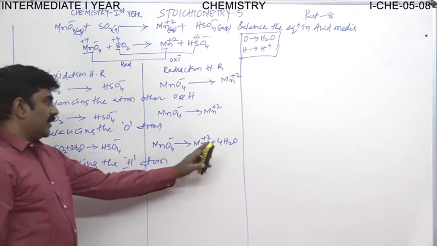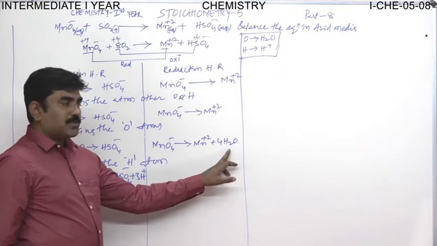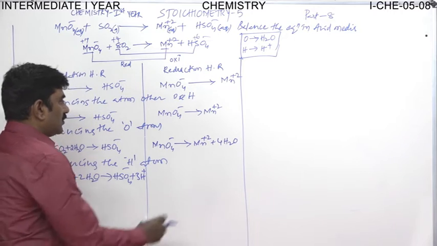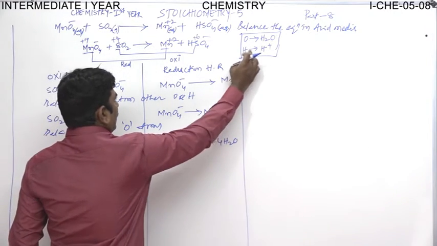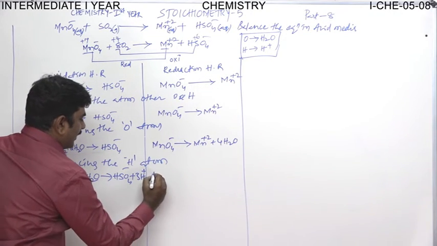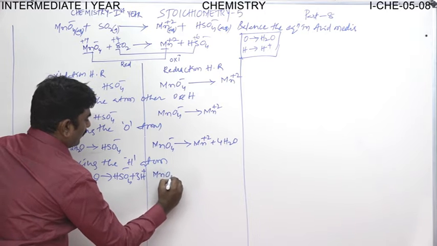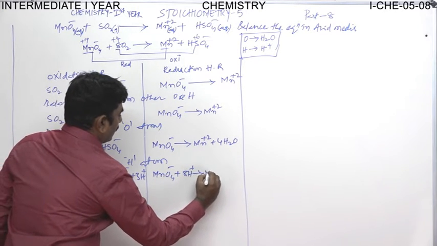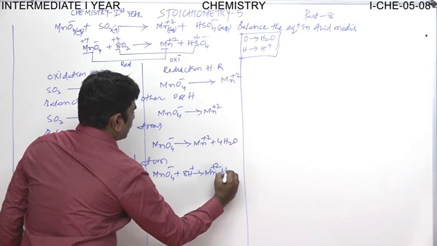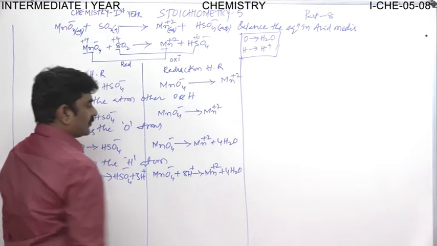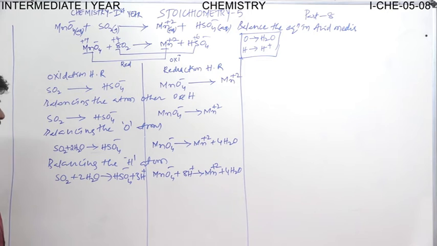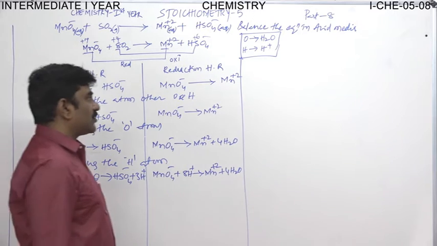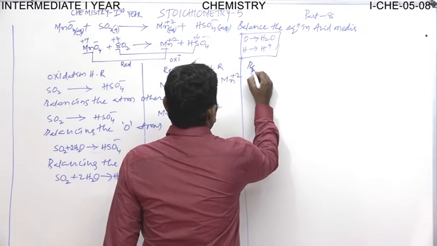Here, this side 8 hydrogens and this side no hydrogen. So 8 hydrogens deficient. So how many H pluses we have to write? 8 H plus. So MnO4 minus plus 8H plus gives Mn plus 2 plus 4H2O. Oxygens are balanced, hydrogens are balanced. What is the next step? Balancing of the charge.